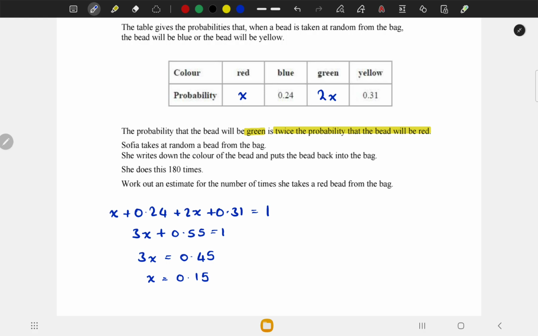So the question wants us to find the number of times she takes a red bead. We already know that red was given as x, and the probability we found is 0.15. So because she's doing it 180 times, all you need to do is take your probability and multiply it by the number of times she does this exercise, which is 180, and it is going to give you a solution of 27, which means the number of times she's going to take a red bead is 27.